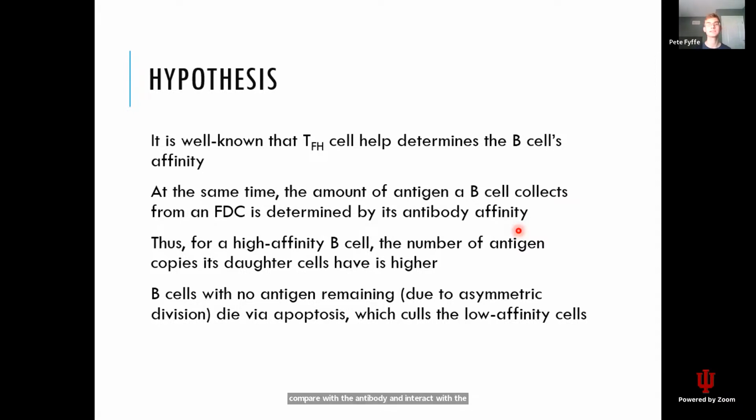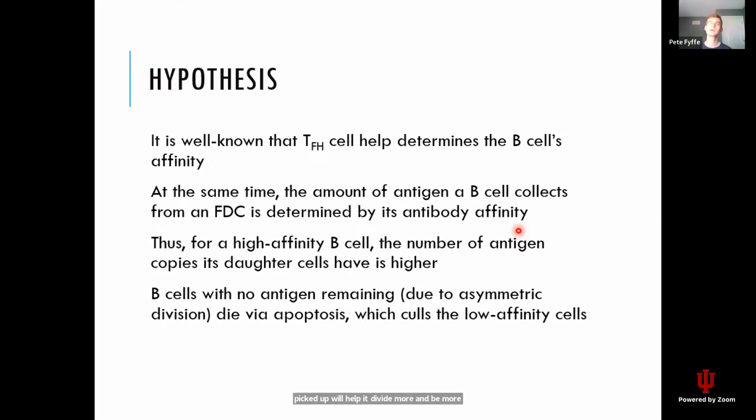So I'm thinking that if it has this very successful antibody, then it's able to pick up more of the antigen, and a greater amount of antigen will allow it to reproduce more in the dark zone. In other words, the amount of antigen picked up will help it divide more and be more successful.